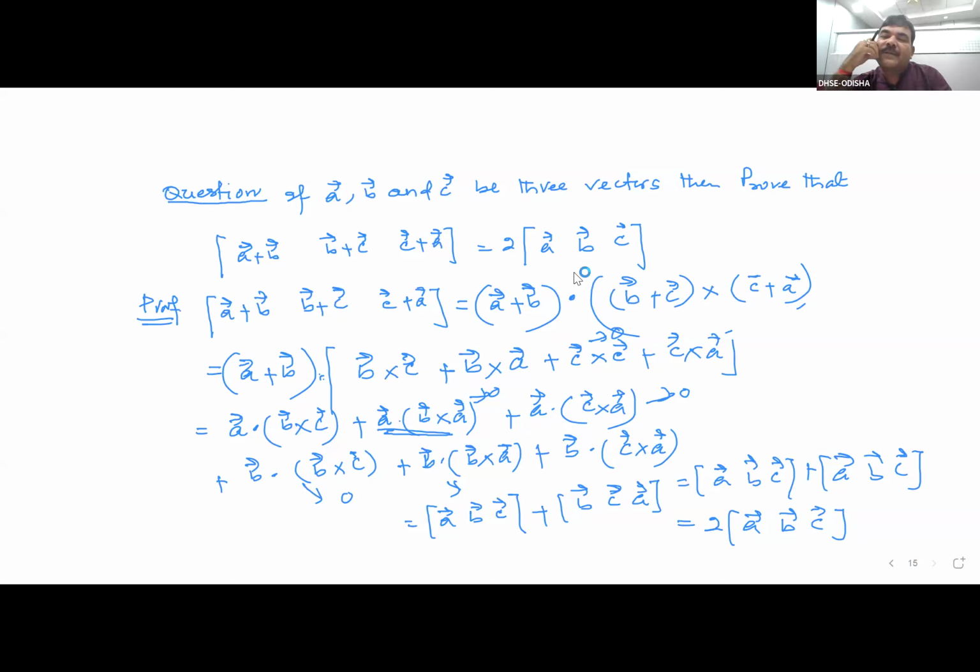This question can be solved using a property of scalar triple product.